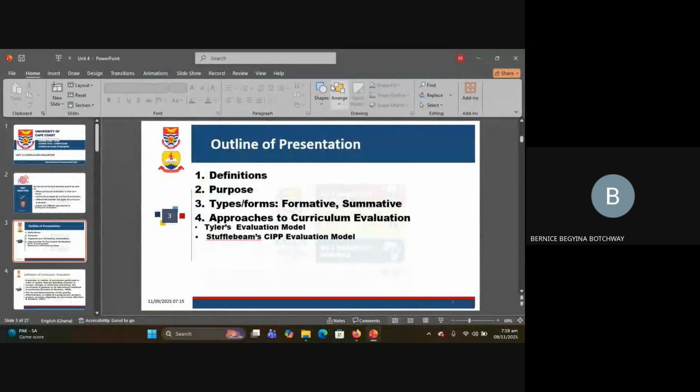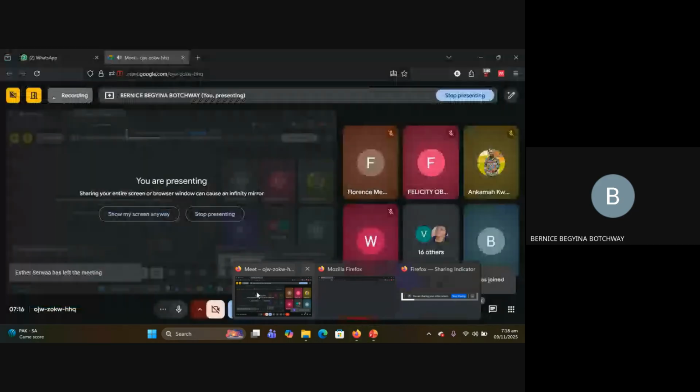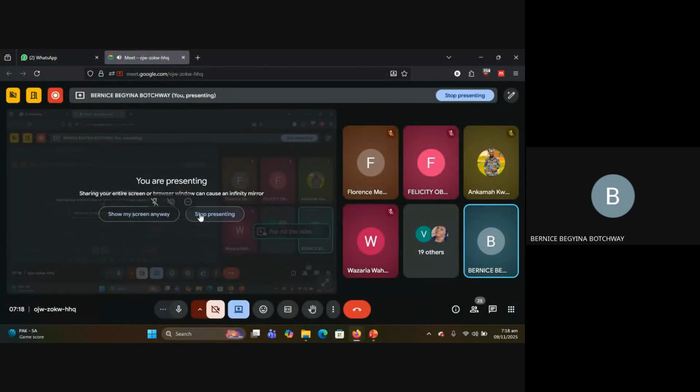So let me ask this. What comes to mind when we talk about evaluation? The word evaluation in general, what comes to mind if we are to evaluate something?